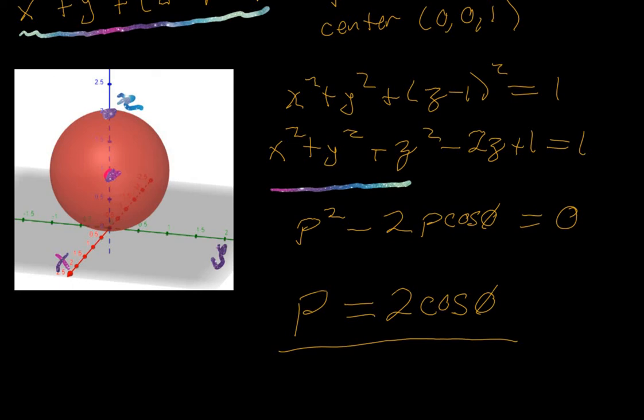So I'm going to leave you with this little challenge. What angles of phi do you think might be used in tracing that graph? And what values of theta might be used in tracing that graph? When we set up our spherical integral, that's something we're going to want to know.